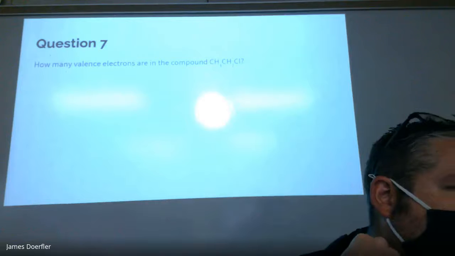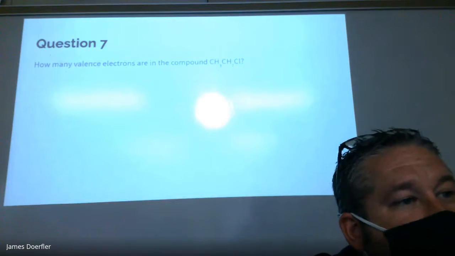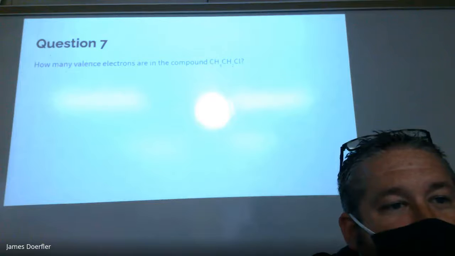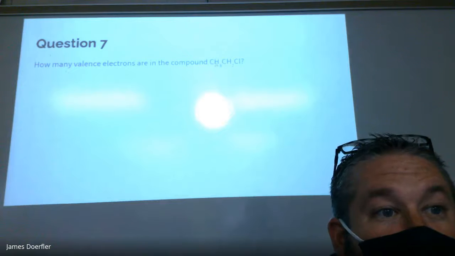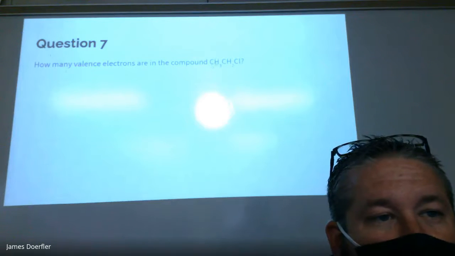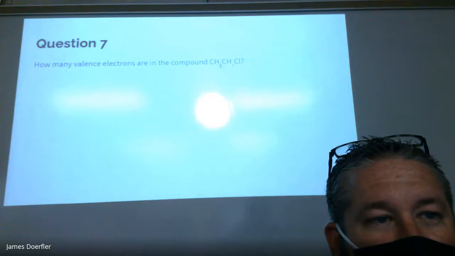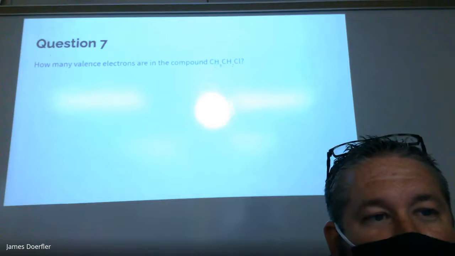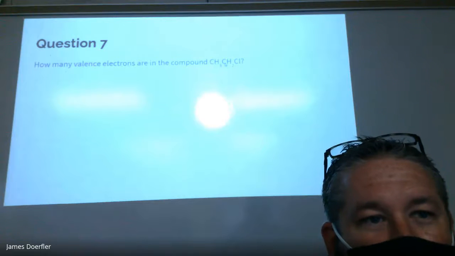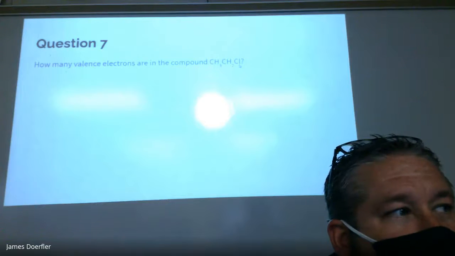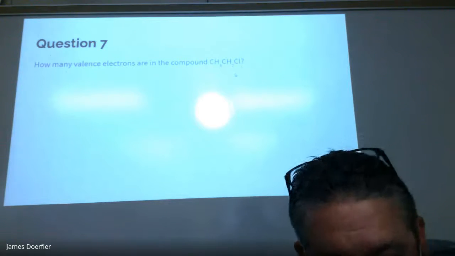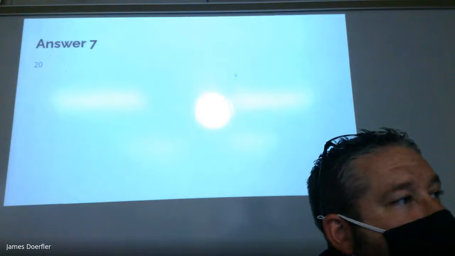Question 7. I'm going to give you a chance to take a look at this real quick. How many valence electrons are in the compound CH3CH2Cl? Well, carbon has 4. Hydrogen has 1, but there's 3 present here. So that's 7. Another carbon has 4. That's 11. Plus 2 more hydrogen. That's 13. And how many does chlorine have? 7. So 13 plus 7 should have 20 total.